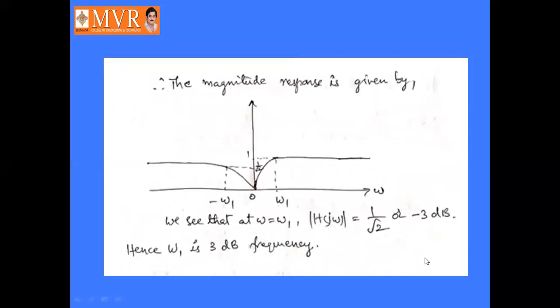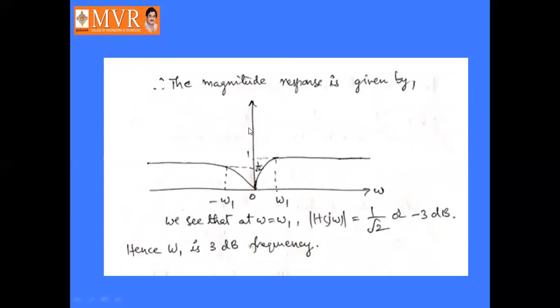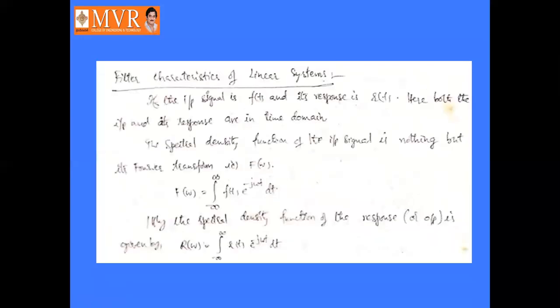The magnitude response is given by this one. So omega versus mod of H of j omega becomes like this. At omega equal to omega 1, mod H of j omega is 1 by root 2, that is minus 3 dB. Hence omega 1 is the 3 dB frequency. These are our problems related to the impulse response and output response.